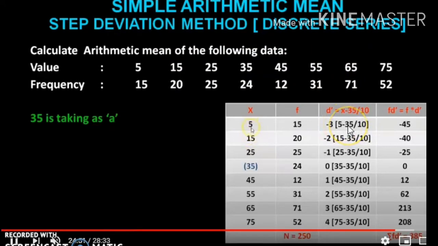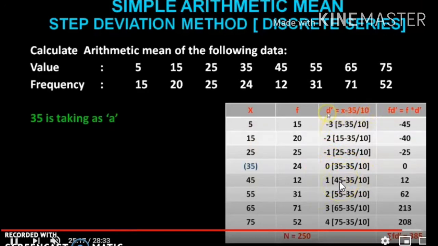And what is the first value? 5 minus 35, the assumed mean. 5 minus 35 is minus 30, minus 30 divided by 10 is minus 3. Here 15 minus 35 is minus 20, minus 20 divided by 10 is minus 2. Here 25 minus 35 is minus 10, minus 10 divided by 10 is minus 1. Then 0. Here 0 is the answer.